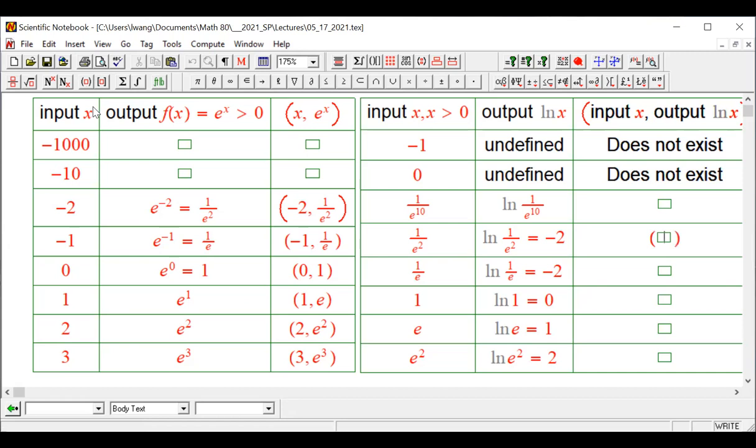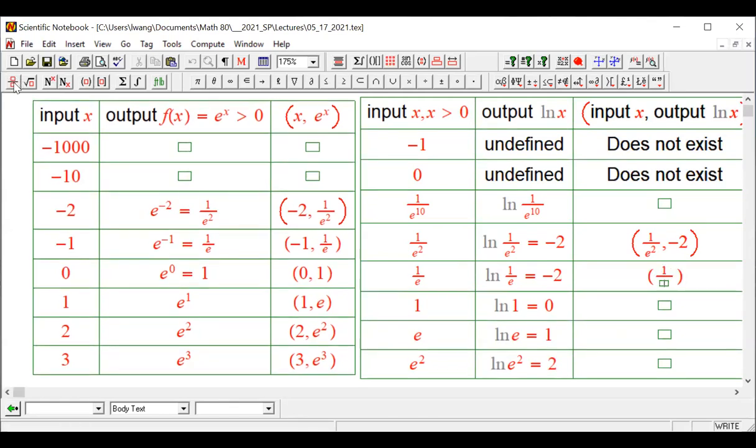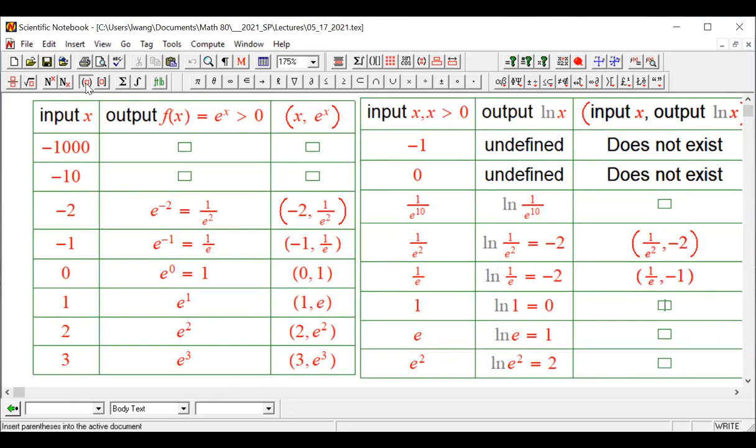So now we put them in the table form, and we're going to get some graph. The input here is 1 over e squared, comma, -2. And this one is 1 over e, comma, -1. And the next points are 1, 0; e, 1; e squared, 2.